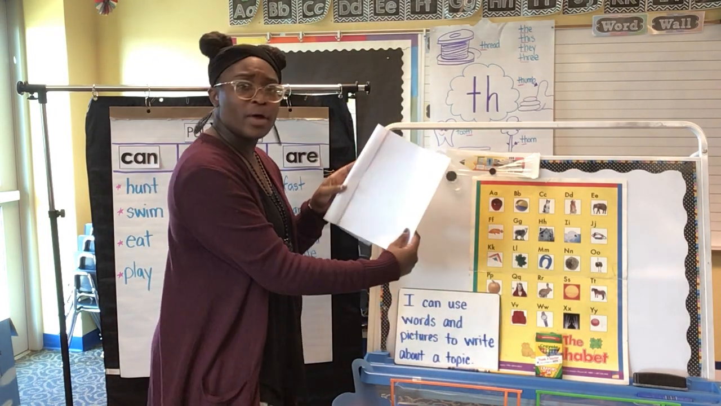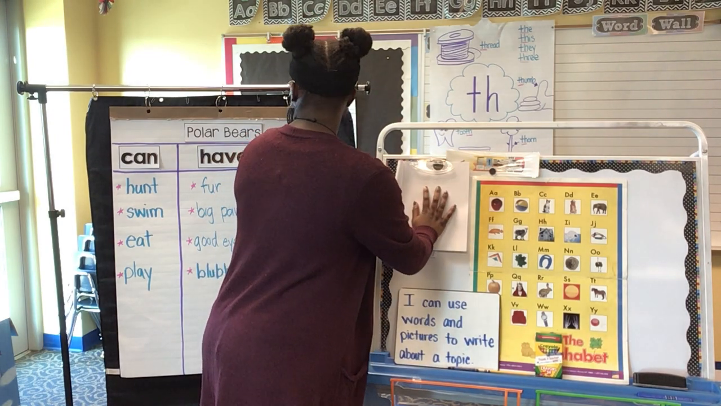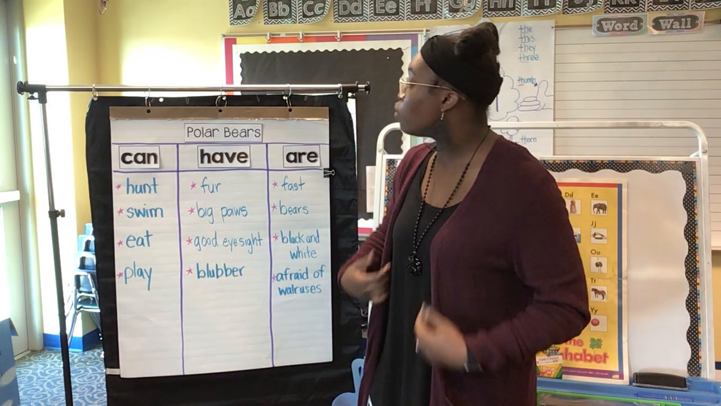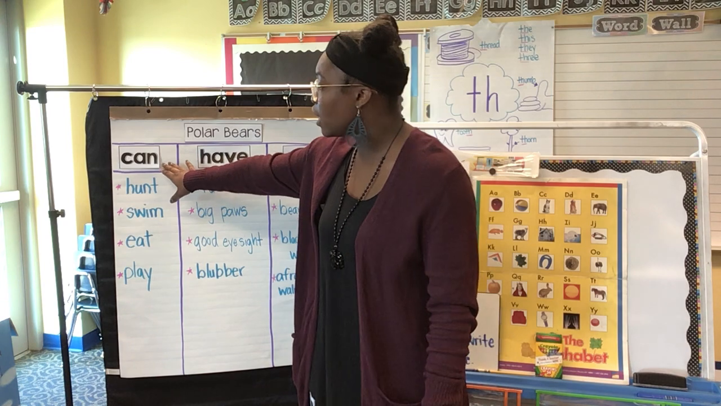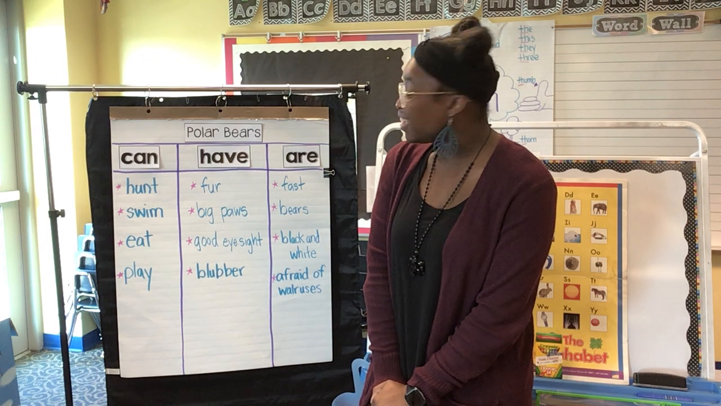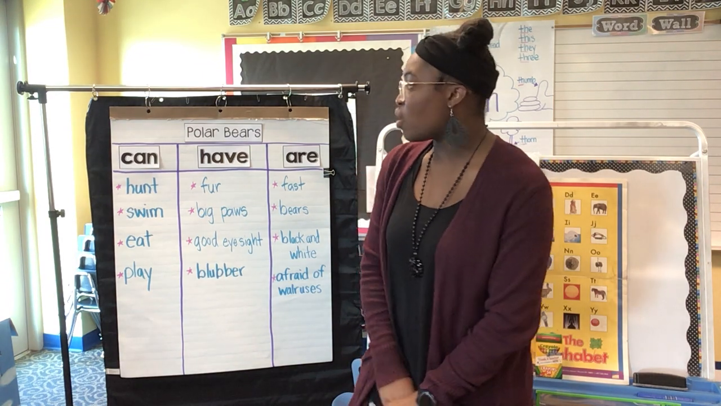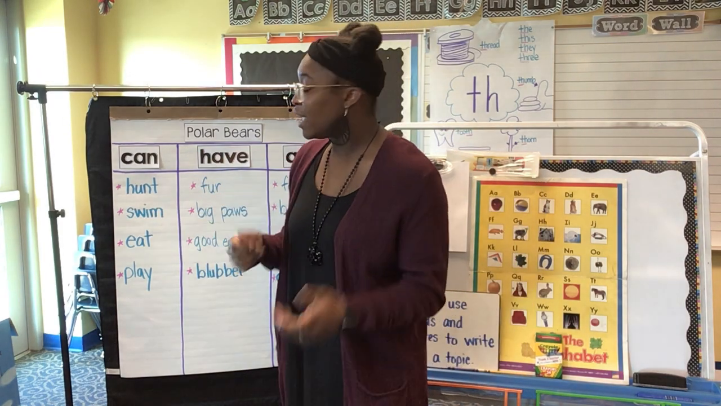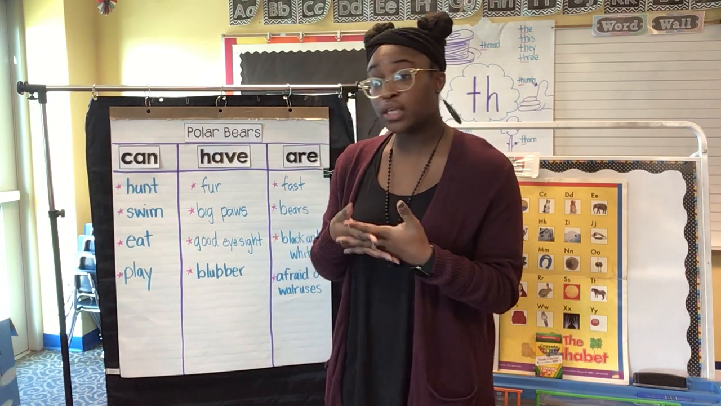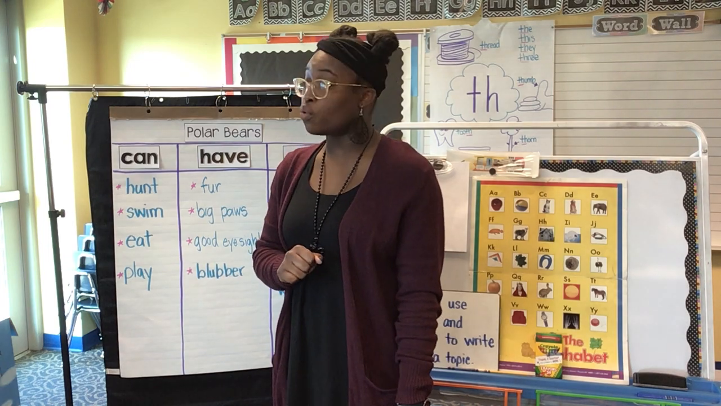So we're going to get started with our first page here. I'm going to look back at our chart, and like I said, we're only going to focus on polar bears can today. So I think I'm going to do polar bears can eat and polar bears can hunt. Polar bears can hunt for food. And do you remember what polar bears like to eat? Polar bears like to eat seals. So I'm going to write polar bears can eat seals and polar bears can hunt for food.